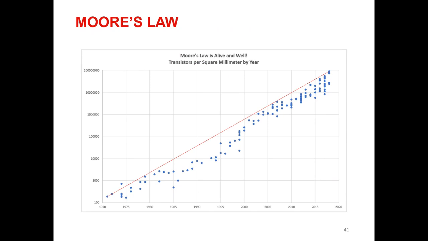So here we have what Moore predicted. The red line is what he predicted, and the blue dots are what has actually happened. You see here we are in 2020, and he predicted this in 1970. So you see that more or less what he predicted is happening.